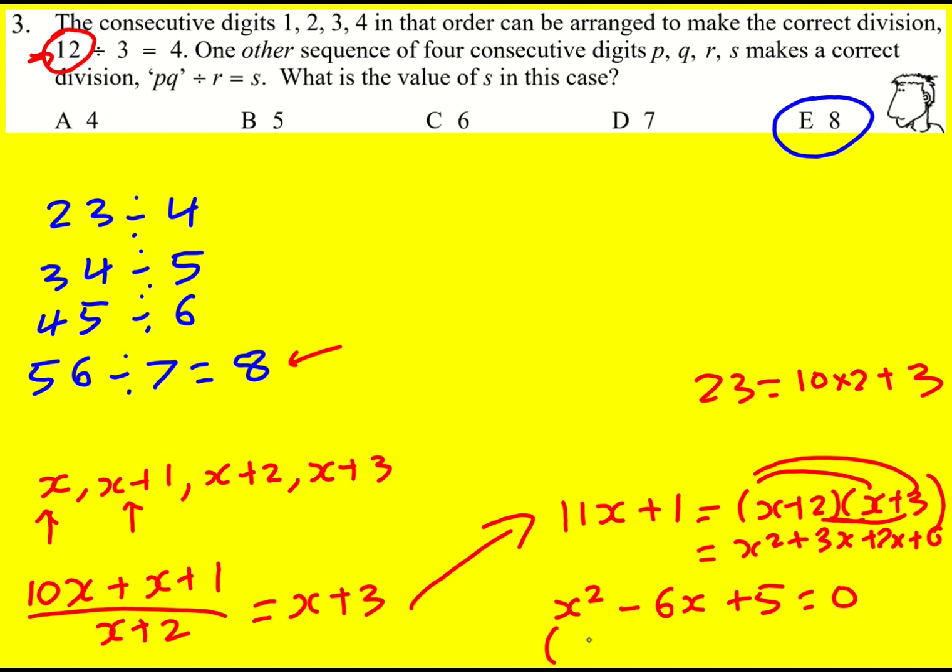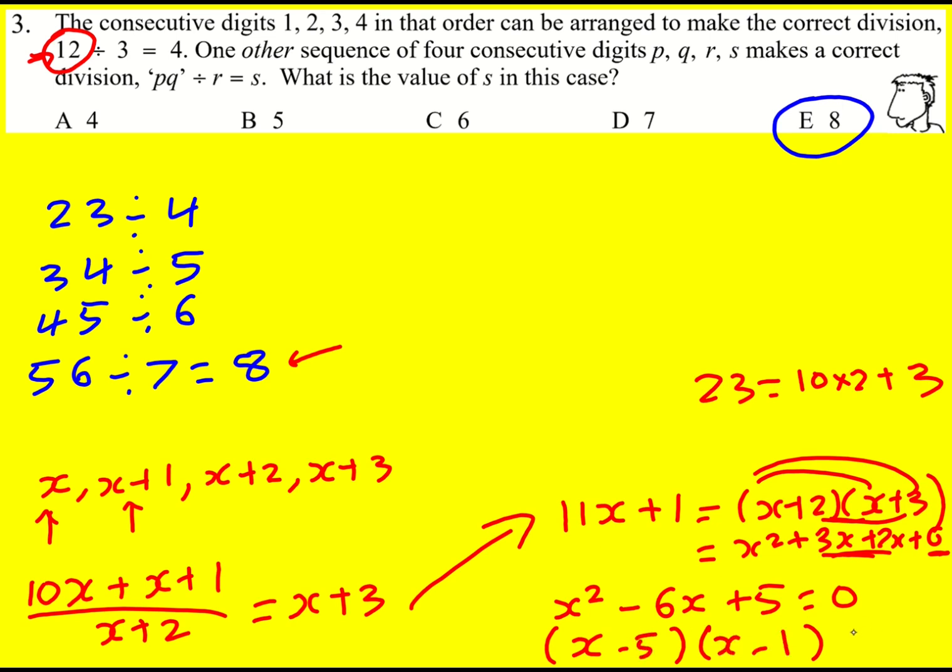Now here's an even more advanced skill. We could factorize this into a double bracket, just like I expanded it. Notice when I expanded it, I ended up with a 6 here because I multiplied the 2 and the 3. And I actually end up with 5x, which is what happens when I add the 2 and the 3 together and then put an x in. So I can do the opposite. Two numbers that multiply to give 5, but add to give minus 6. Actually, it's minus 5 and minus 1.